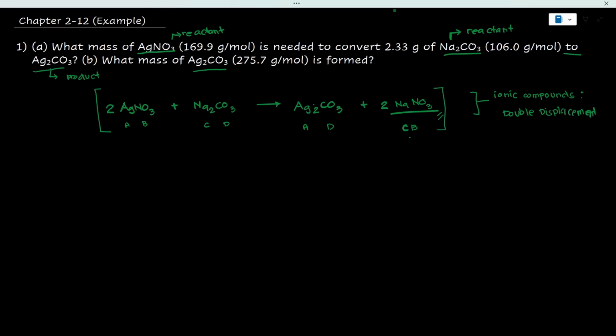Next step would be solving. So this step is the easiest one. Let's start with A. A wants us to know the mass of AgNO3, starting from the given mass, which is 2.33 grams.